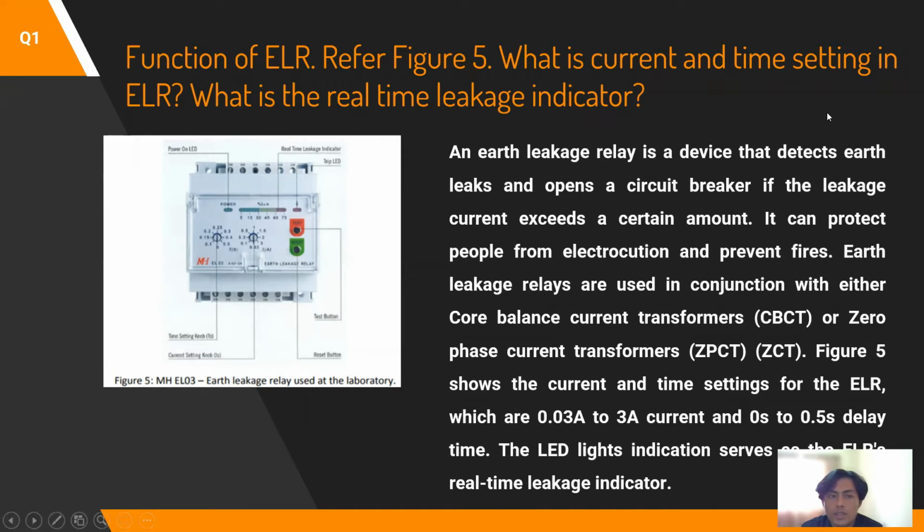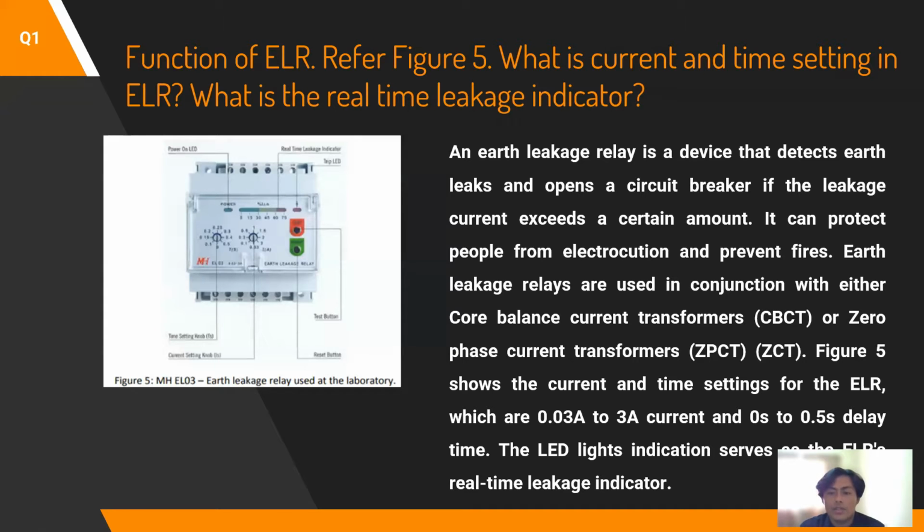I'm going to explain question number one. Question number one asks the function of the earth leakage relay. Referring to figure 5, what is the current and time setting in the ELR and what is the real-time leakage indicator. An earth leakage relay is a device that detects earth leaks and opens a circuit breaker if the leakage current exceeds a certain amount. It can protect people from electrocution and prevent fires.